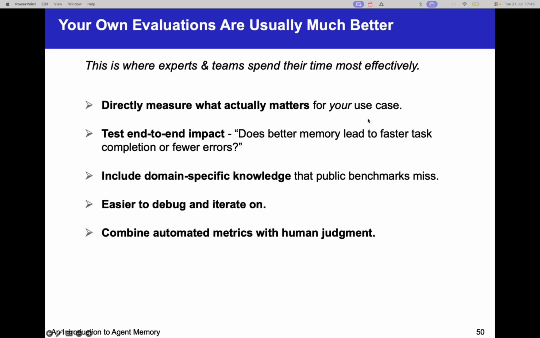So experts typically spend the time to really measure what matters, the type of scores that matter, end-to-end impact, right? Does memory lead to faster task completion or fewer errors? So we're measuring all of those things. Public benchmarks don't have the domain knowledge that you have, so you need to include that. And if you have full observability, you also have the ability to inspect and debug your system much more easily. And you can combine automated methods with human judgment to make that happen.